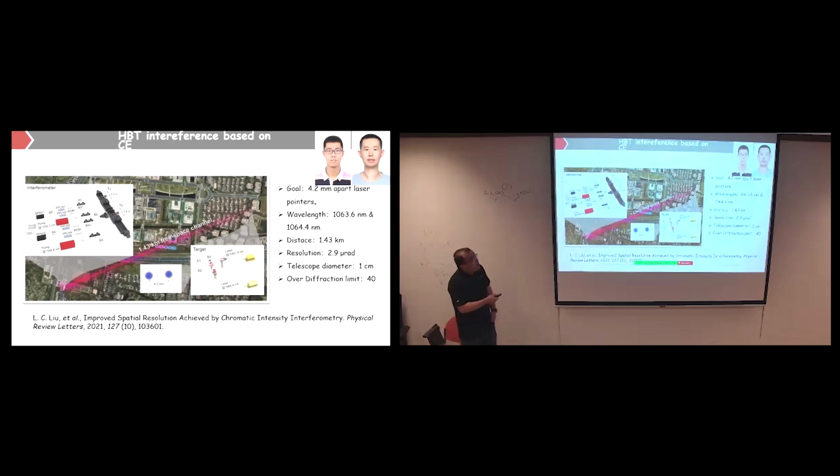We can see here is Shanghai. And here we find a 1.43 kilometers free space channel. And this is where we rented an apartment. We have two lasers, two laser pointers, about 4.2 millimeters apart. And then we use this kind of HBT interferometer.